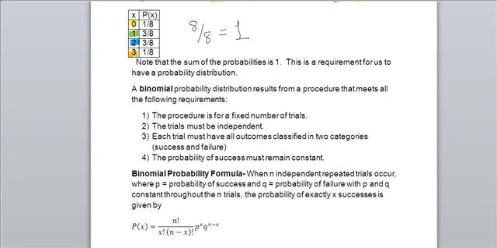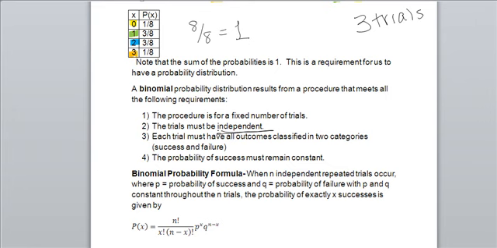And so here are all of the requirements that yield a binomial probability distribution. The procedure must be for a fixed number of trials. So in our case we had 3 trials, or 3 children. Each trial must be independent. The probability of having a boy on the first child was the same as the probability on the second child, was the same as the probability on the third child. So the outcome on the first child in no way affected the outcome on the other 2 children. So the trials were independent.